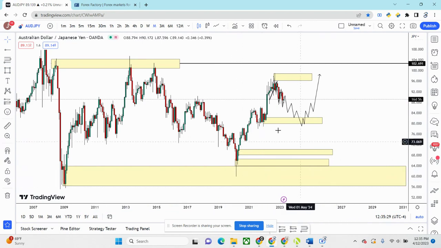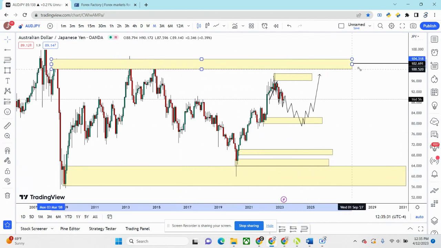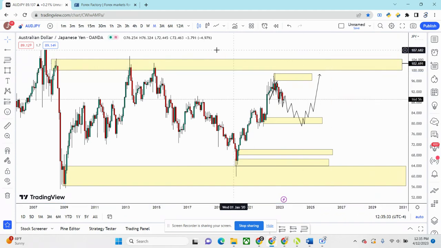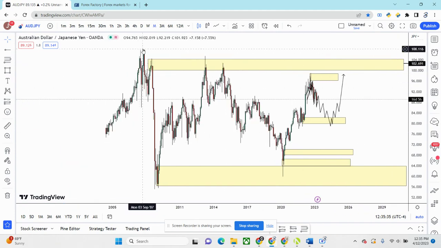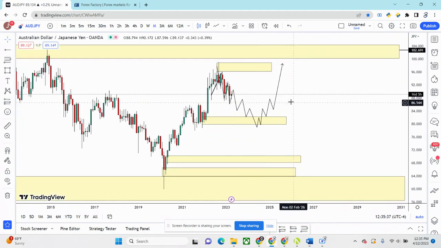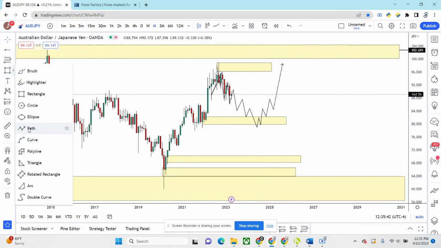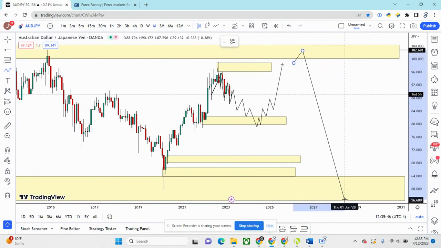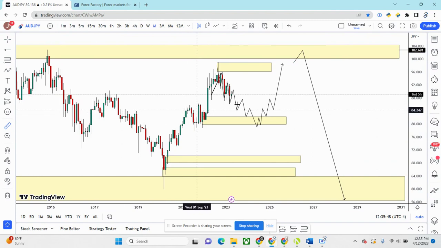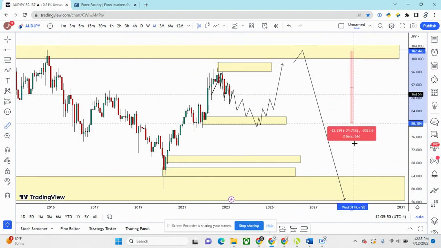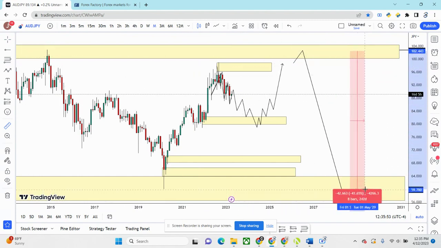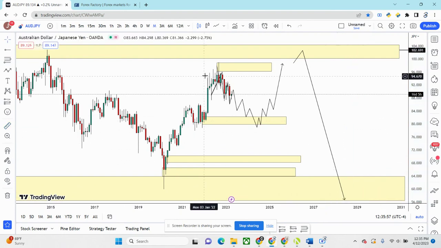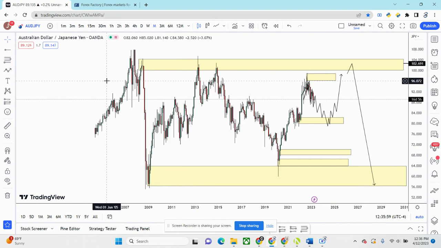It got hit once, so good chance it could possibly go back. But if it goes back up to here, it will definitely, in my opinion, go back down here and mitigate that. And we're looking at 4,500 pips. I mean, this will be a long-term sell.